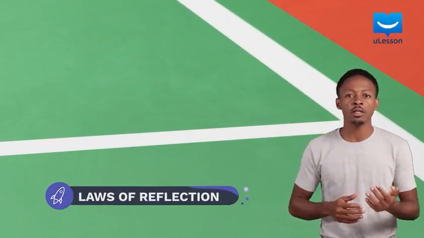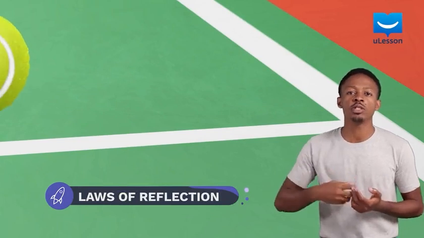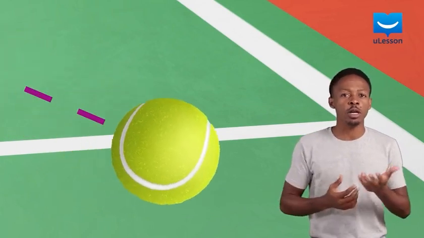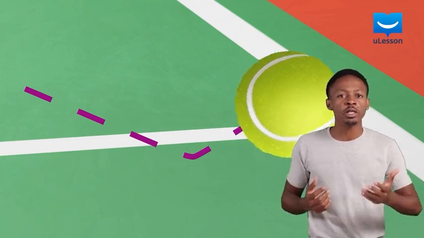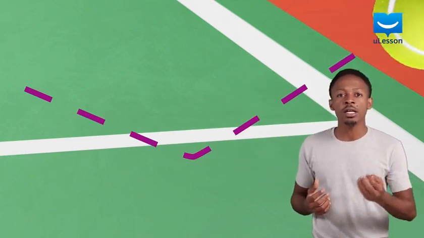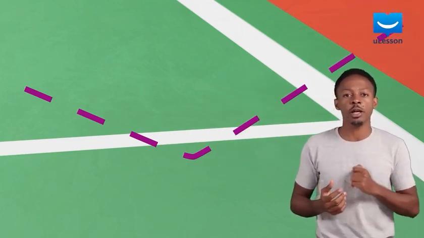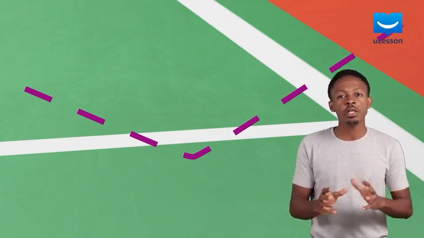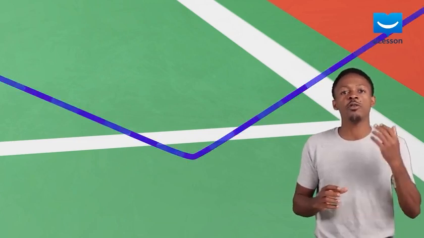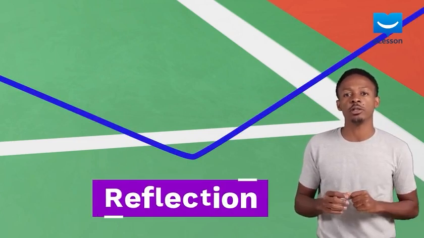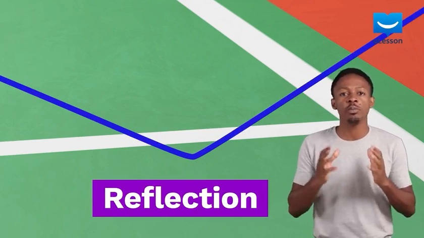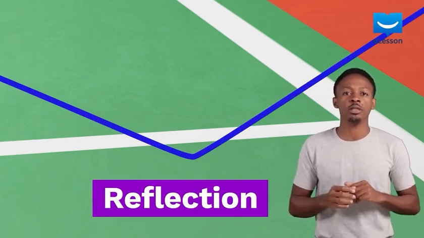Light bounces off objects in a similar manner to the way a tennis ball bounces off the ground or other surfaces. As any tennis player will tell you, the ability to predict where the ball will go next is central to the success of the player. This bouncing off of a surface of a wave is called reflection. So let's learn how to predict the path of a wave being reflected.